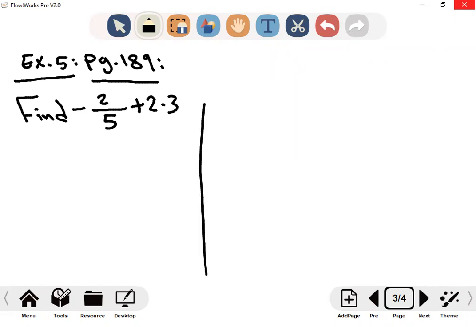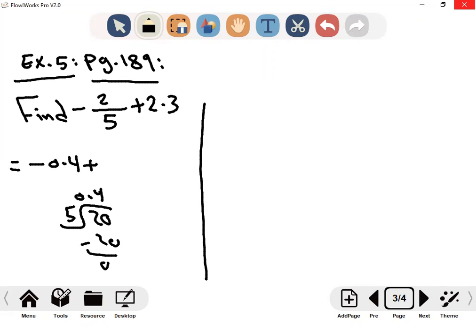Here, I will turn this fraction to be a decimal. How? By dividing, right? Yeah. So here, this negative, leave it. Don't put it in the division. 2 over 5 means 2 divided by 5, right? 2 cannot divide by 5. 0 decimal. 20 divided by 5 is 4, 20, subtract, 0. So this equals negative 0 point 4.